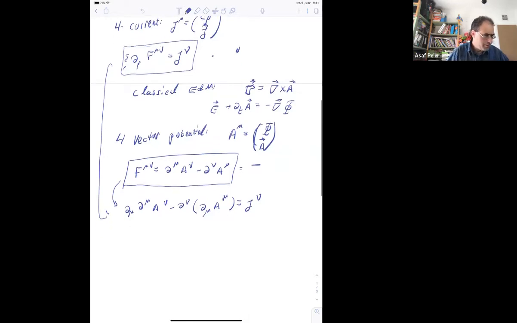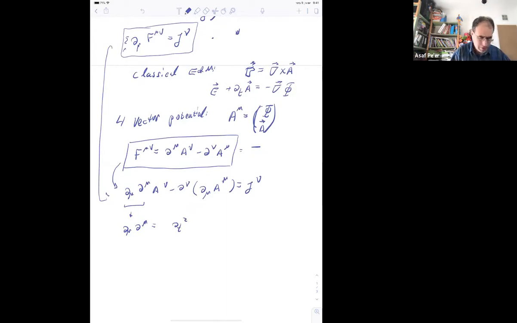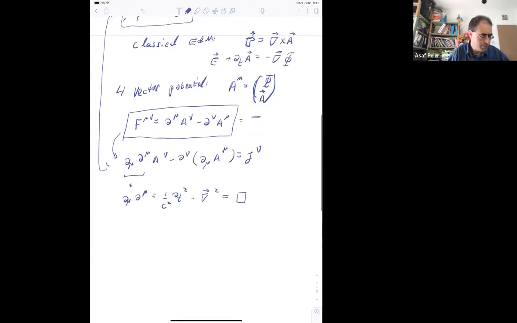Now this operator, d_mu d^mu, is just dt squared, if you're confused, there's 1 over c squared here, minus the Laplacian. It is denoted with a square, and the name is the D'Alembertian, after D'Alembert.